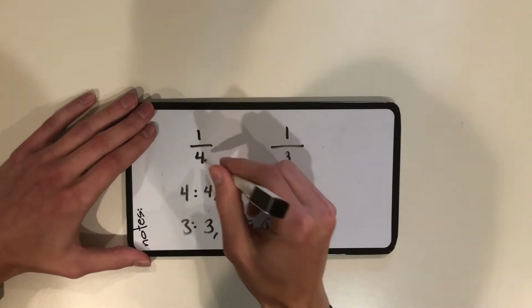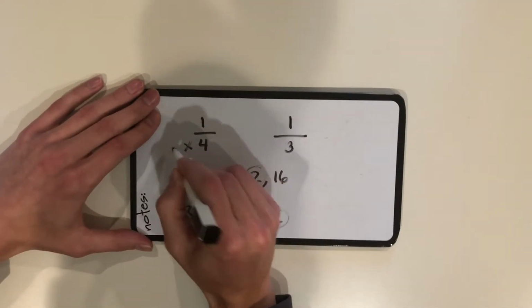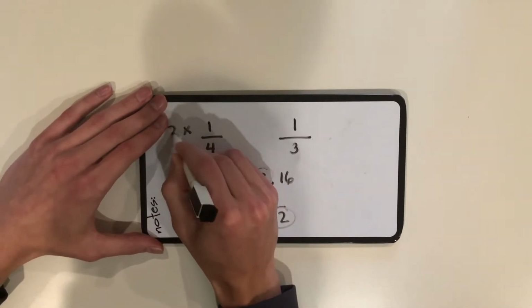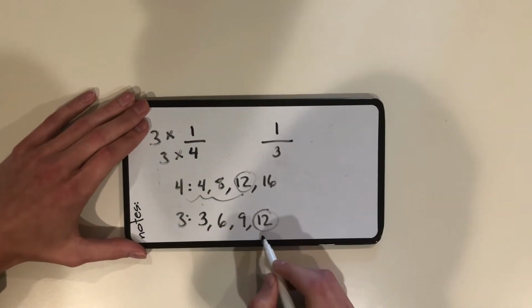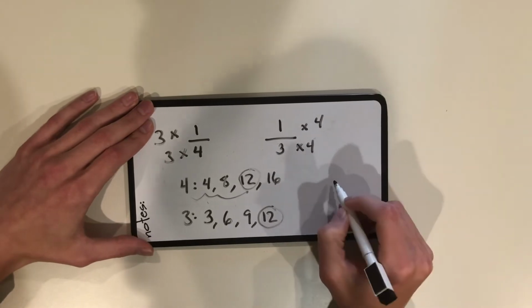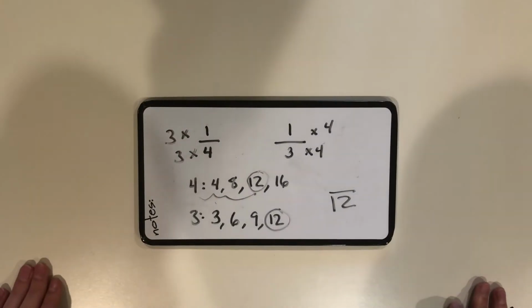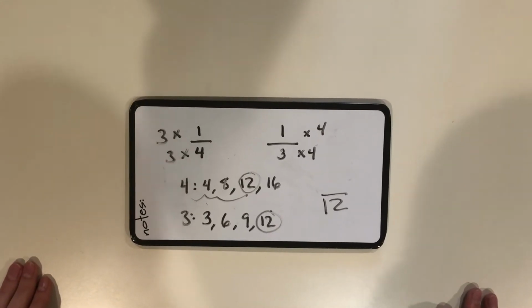And then, as you saw before, this one is 4 times 3, so multiply it by 3, multiply it by 3, and then this one was by 4, so multiply it by 4, multiply it by 4. Now they both have a 12 on the bottom, so they can be added and subtracted together.